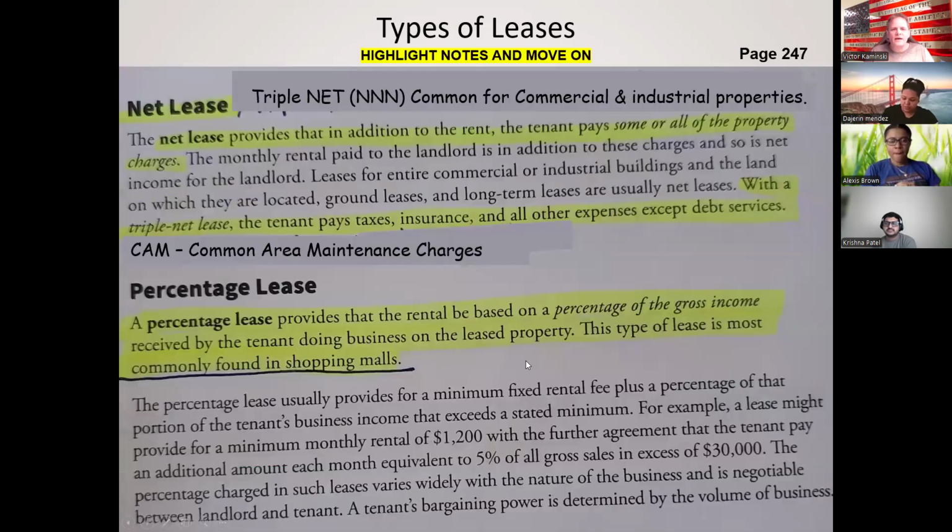Okay, so now a net lease, triple net, common for commercial and industrial properties. Write that next to there. The net lease provides that in addition to the rent, the tenant pays some or all of the property charges. And with a triple net lease, the tenant pays taxes, insurance, and all other property expenses except for the debt services. They pay the CAM charges. So I wrote in there CAM, common area maintenance charge.